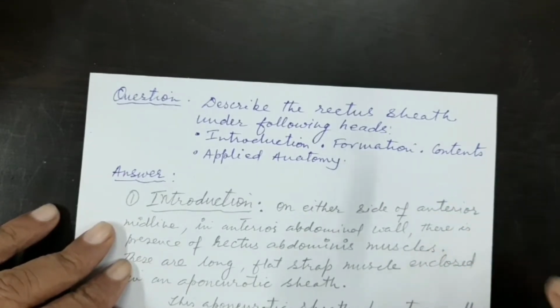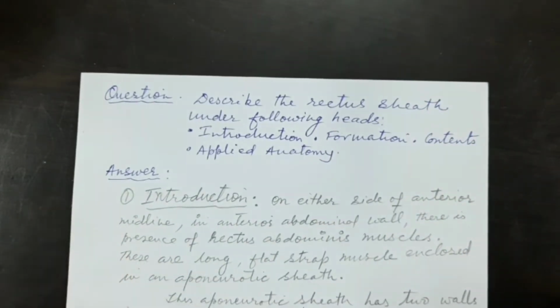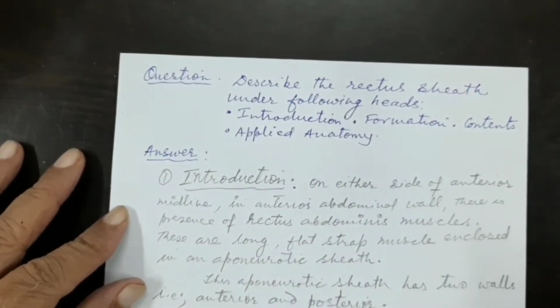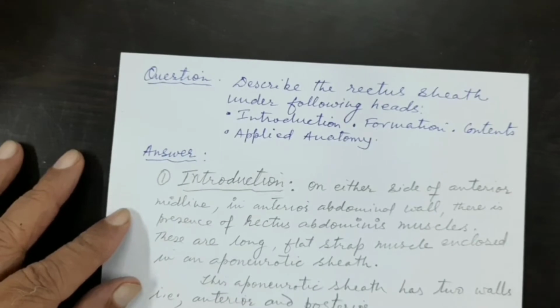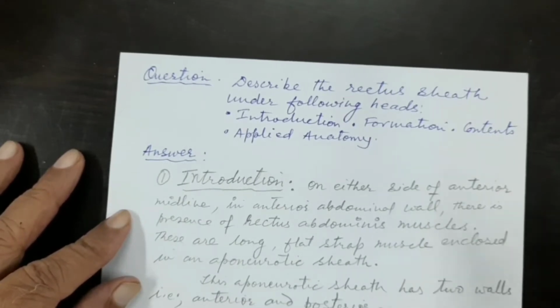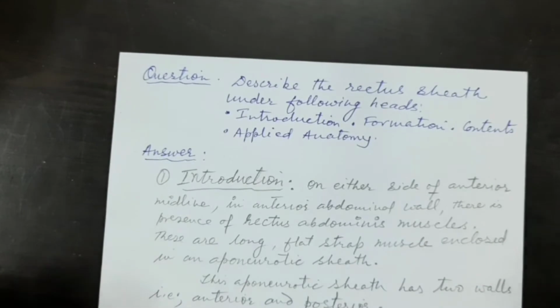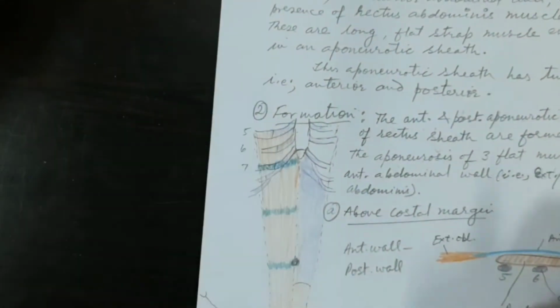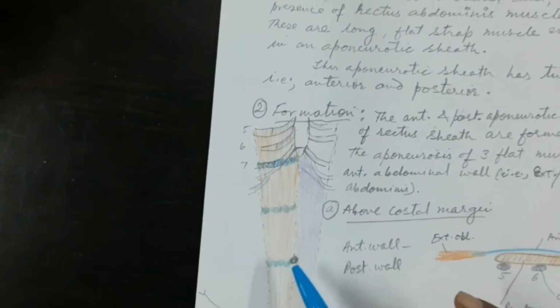So this is an important question from the anterior abdominal wall. Let's come to the first point, the introduction of the rectus sheath. In the introduction we can say that on either side of the anterior midline of the abdomen, on the right side as well as on the left side of the anterior abdominal wall, there is the rectus abdominis muscle. This is a long flat strip of muscle.